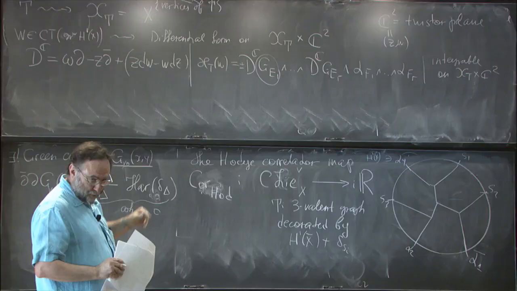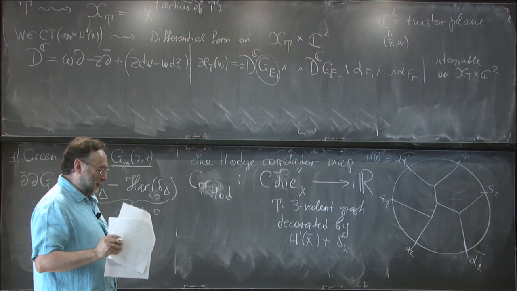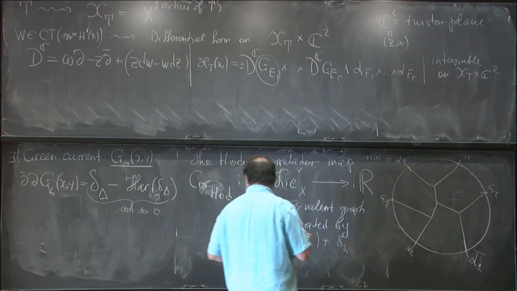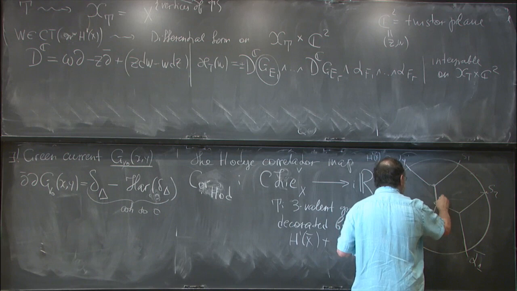Are you decorating all of the vertices, which includes the interior vertices? I can't answer all questions in one go, so let me go step by step. Let me first answer Richard's questions, first of all about decorations. Let me give one example. Let's suppose you have H, which is an internal edge here.